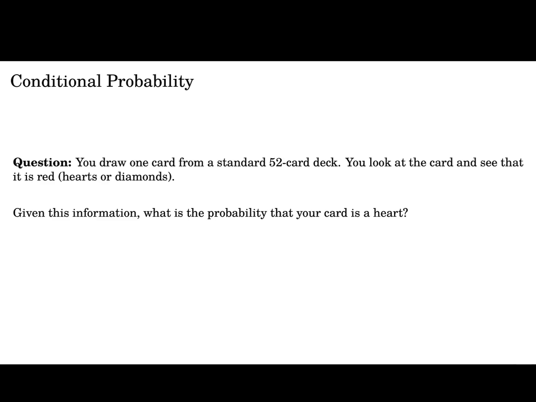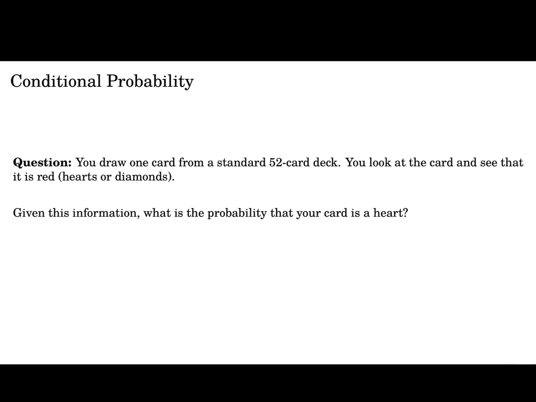Let's talk about what happens when you get new information. Like, how does that affect probabilities, right? So suppose you draw a card from a standard 52 card deck, but now maybe you take a quick look and, or for whatever reason, you know that this card is red. You're not sure if it's hearts or diamonds, but you know that it's red. And so given that information, what is the probability that your card is a heart?